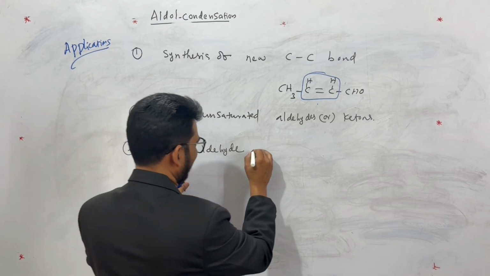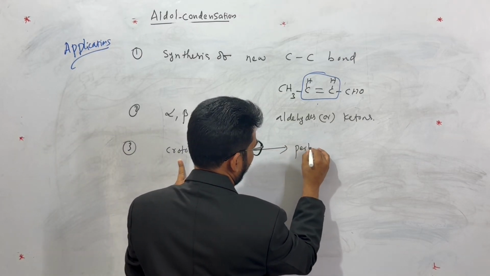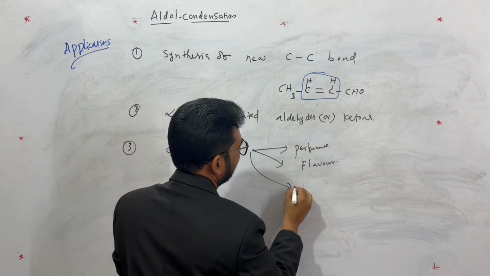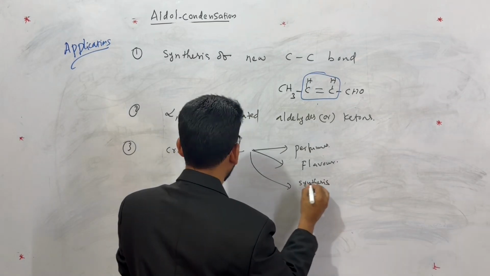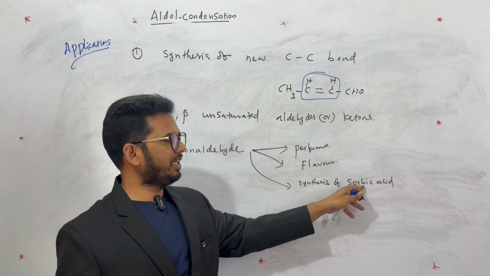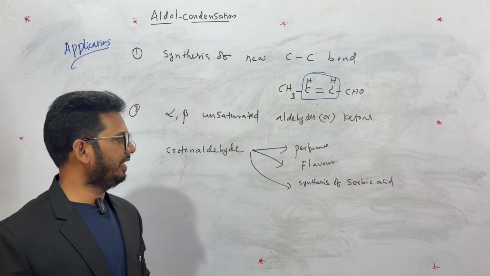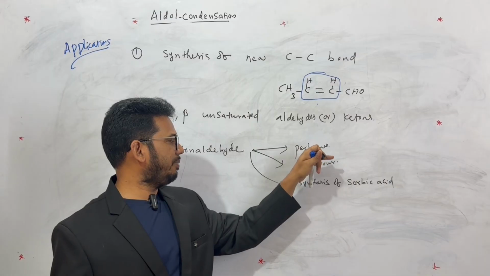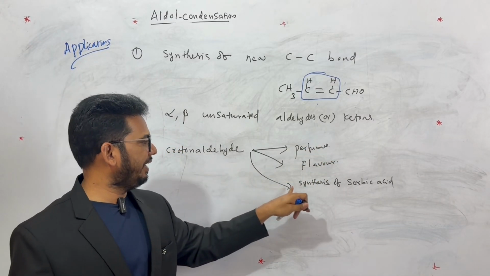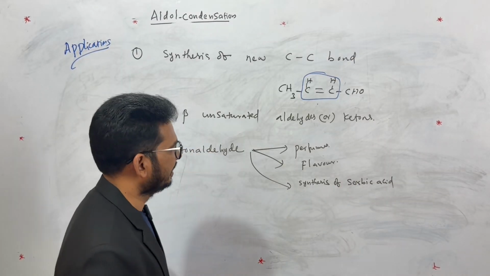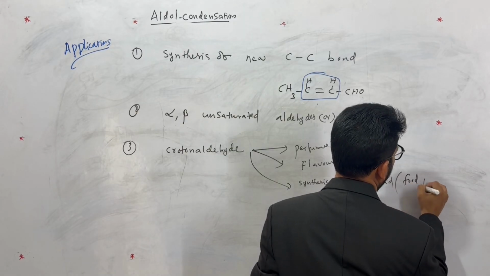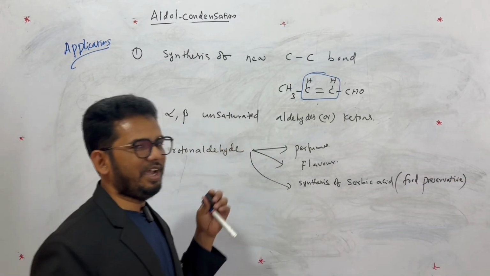Where are we using this crotonaldehyde? We are using it in perfumes. Not only that, we are using it in flavors. Not only that, it is used as an intermediate in the synthesis of sorbic acid. This sorbic acid we are using as a food preservative. Remember that. Food preservative. See how many applications it has.